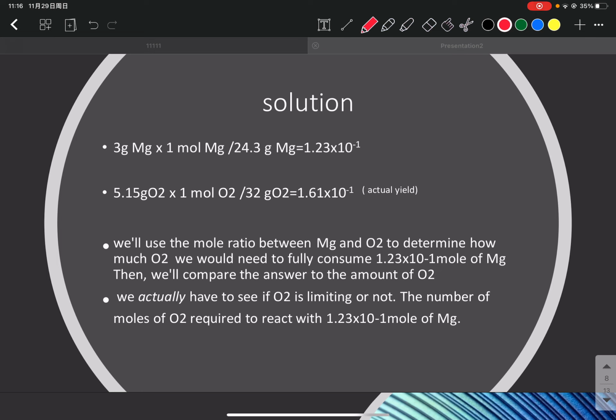So let's start by converting the mass of magnesium and oxygen to moles using their molar mass. So here is the calculation of the molar mass of magnesium and oxygen. And then in step 2 we find the limiting reagent. Now we know the quantity of magnesium and oxygen in moles. We can determine which reactant is limiting.